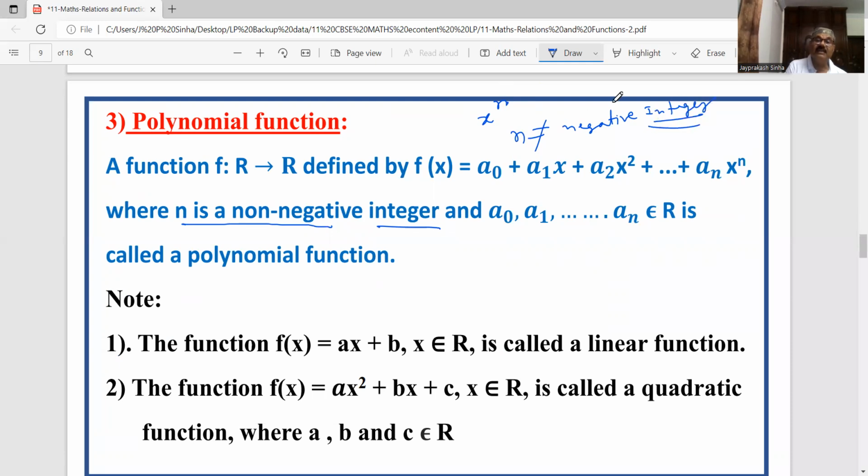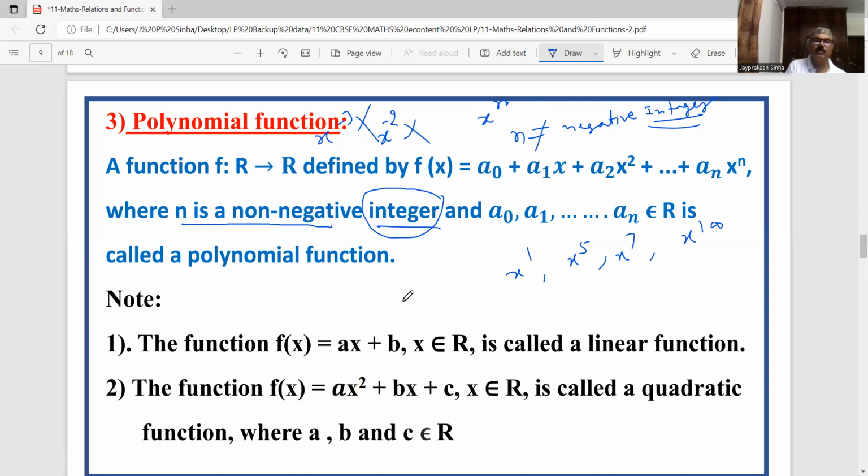Integer means it cannot be a fraction. So x to the power minus 2 is not allowed. x to the power minus 3 is not allowed. It should be only a positive integer, meaning x to the power 1, x to the power 5, x to the power 7, x to the power 100. Only positive powers of x are allowed. And a fraction is also not allowed because it is a non-negative integer, meaning only an integer should be there.